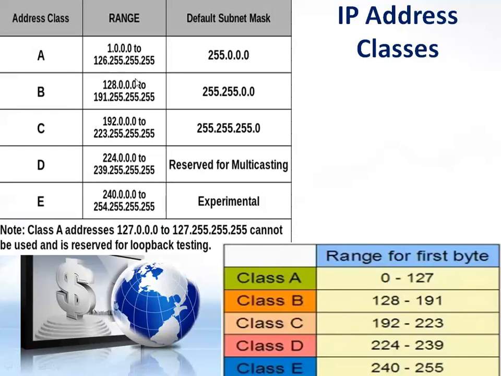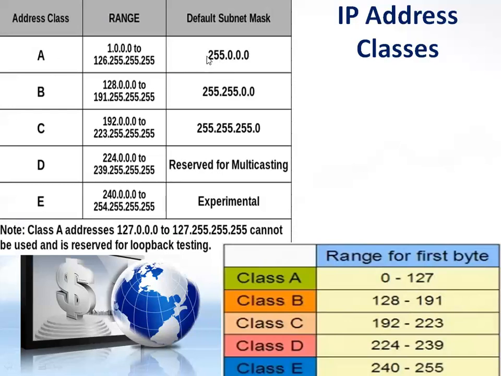Then we have the class B address. Class B starts from 128.0.0.0 to 191. So here we can view 128 to 191. If the IP address is in this range, it is a class B address. Suppose we have 148, it means it is a class B address. If we have 90, 92, or 91, it belongs to class A address. Here we have a class B address.